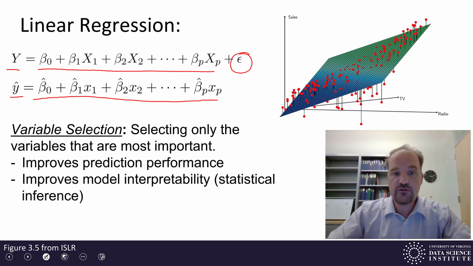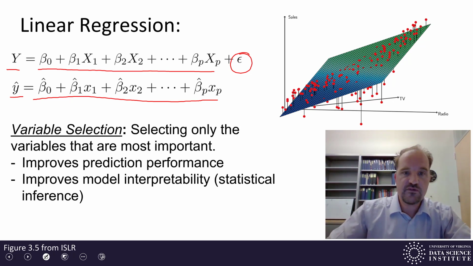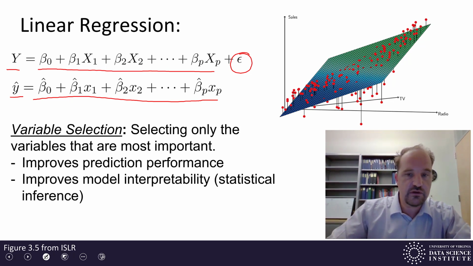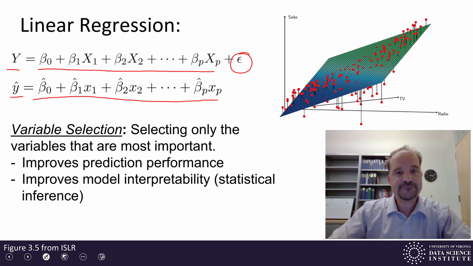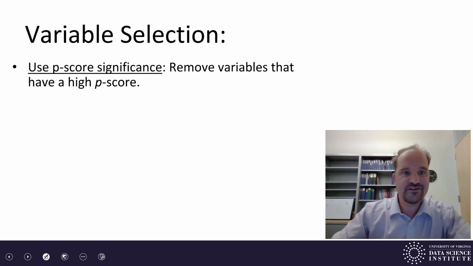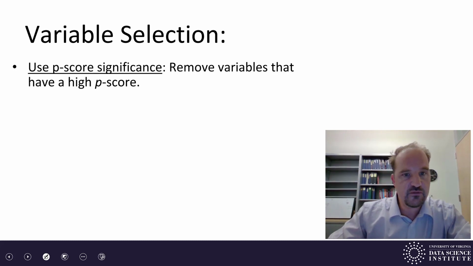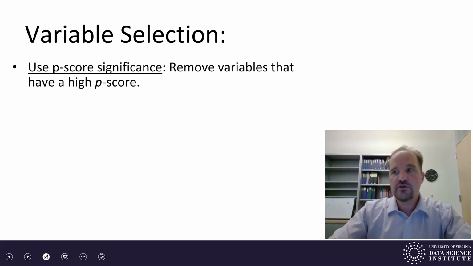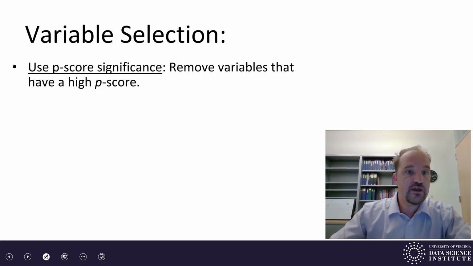It also improves model interpretability and gives us better statistical inference. Sometimes this is particularly useful when we want to know which input variables are really contributing to our linear regression or are contributing to the value of the output. So let's talk about how to do variable selection. One method using things that we've talked about is to take a model and simply remove any variables that have a high p-value. Remember, p-value represents significance, and when that p-value is low, then we say that variable is significant.